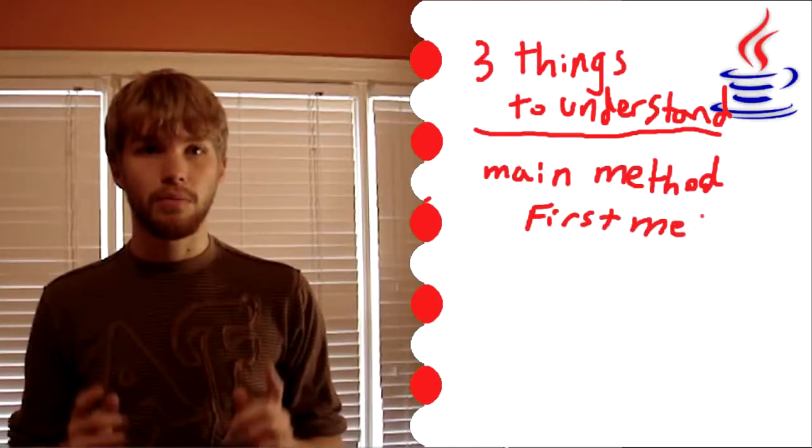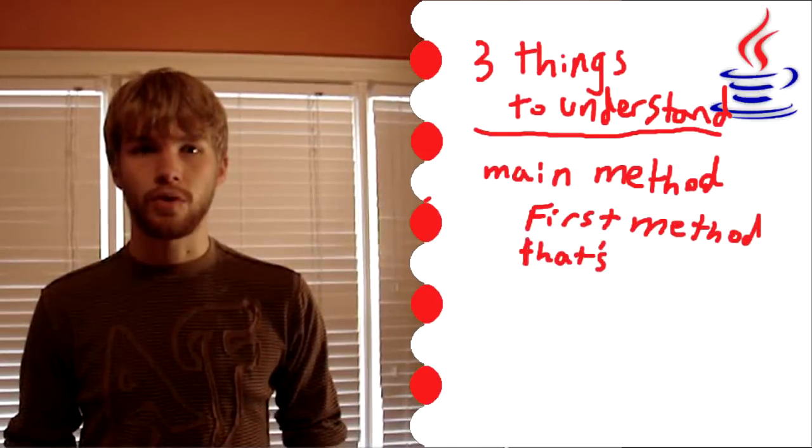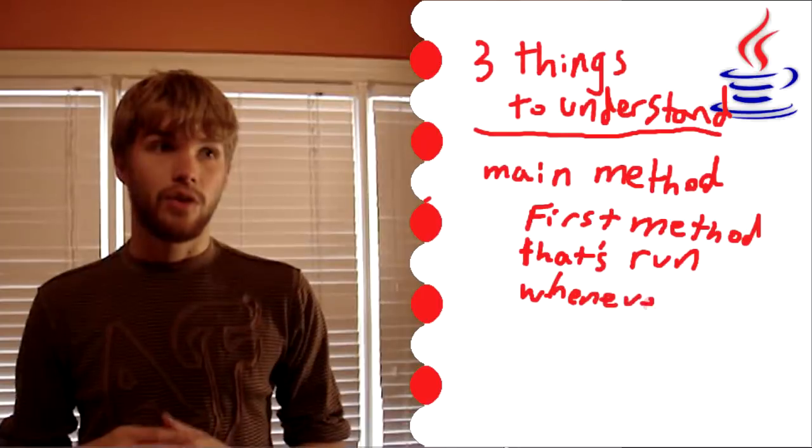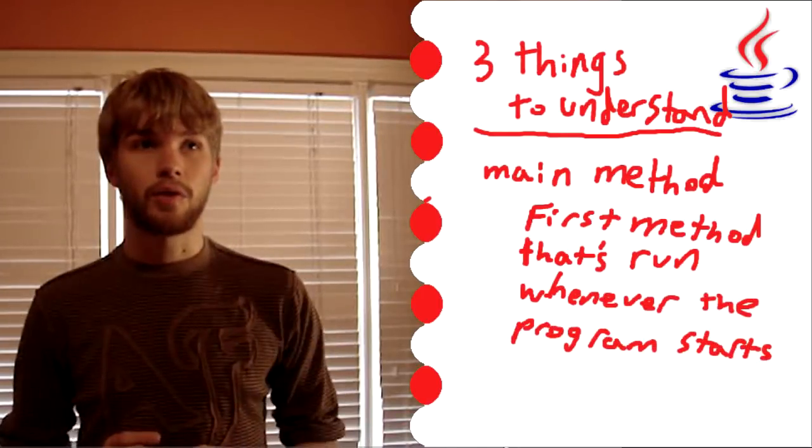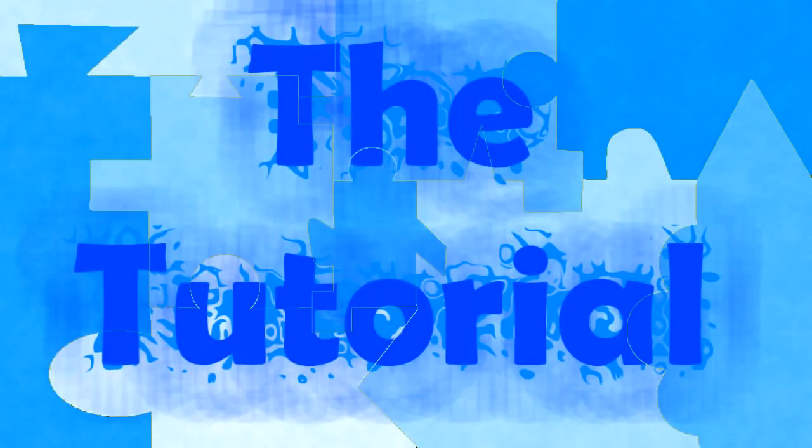Whenever you start a program, the main method is what the computer is going to search for. The code in there is what's going to jumpstart the program. So we're going to define the main method, and we're going to use a method called println to print stuff on the screen. So with all that out of the way, let's get into the tutorial.